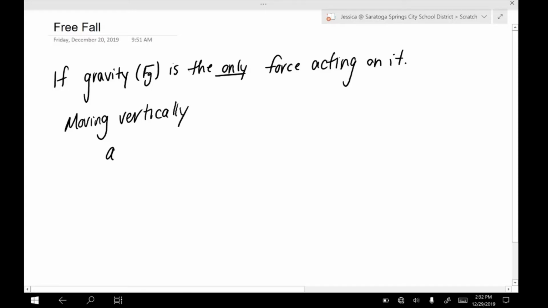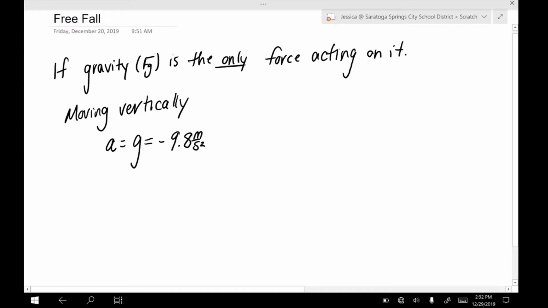When an object is in free fall or moving vertically, we automatically know that the acceleration of the object is going to be equal to the acceleration due to gravity, which for us on Earth is 9.8 meters a second squared. And since acceleration is a vector, we say that the g value is a negative 9.8 meters a second squared. So any object that's moving vertically that doesn't have air resistance or drag forces or anything like that will have an acceleration of negative 9.8 meters a second squared.